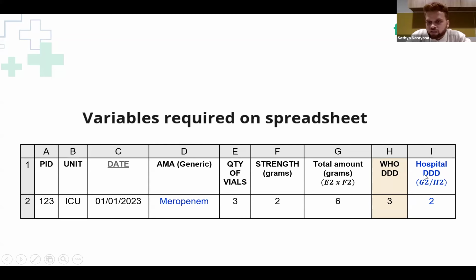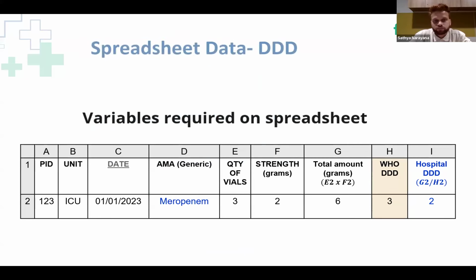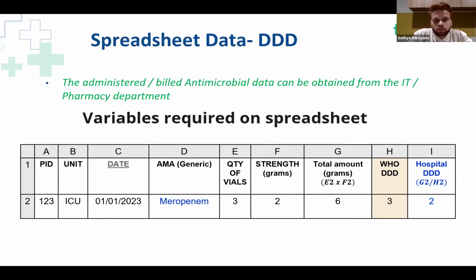And now what is the hospital DDD? Like 2. We are dividing this 6 by this WHO DDD value, so this way we'll get that value as 2. This complete data you can get from the pharmacy or hospital formulary. If not, you can even get it from the administration department.